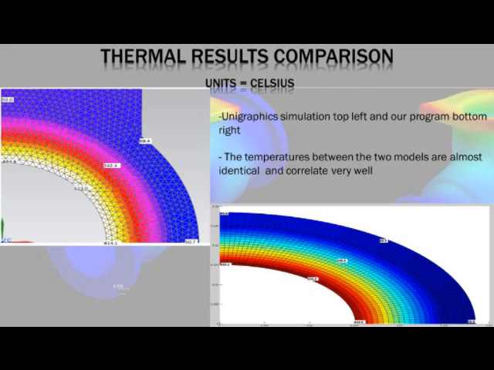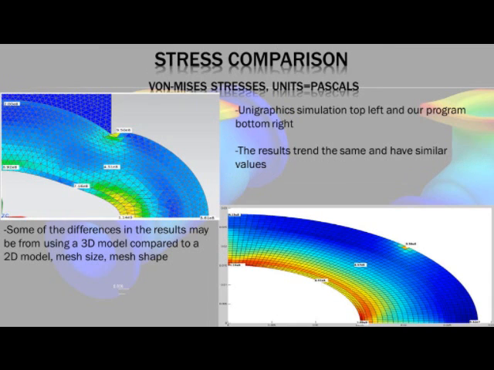The temperature results between the Unigraphics simulation and our program are almost identical and correlate very well. The stress distribution results between the Unigraphics simulation and our model trend the same and have similar values. Some of the differences in the results may be from using a 3D model compared to a 2D model, mesh size, and mesh shape, even though a lot of the values are almost identical.